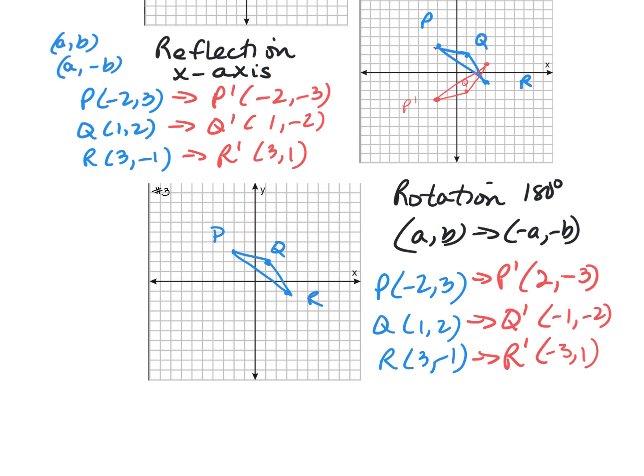Positive 2, negative 3, that's the new P prime. Then Q is negative 1, negative 2, that's my Q prime. And then lastly, the R prime, negative 3, positive 1. And connect. And you can see how it looked like it was rotated around the origin. And when it's 180, it looks like it's a flip.